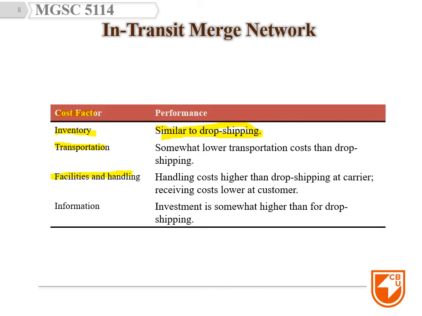And the next source of cost is information. Again, because we are going to use information in order to start processing orders, we need to have some infrastructure and we need to establish and invest in those infrastructures. So the cost of information would be high.